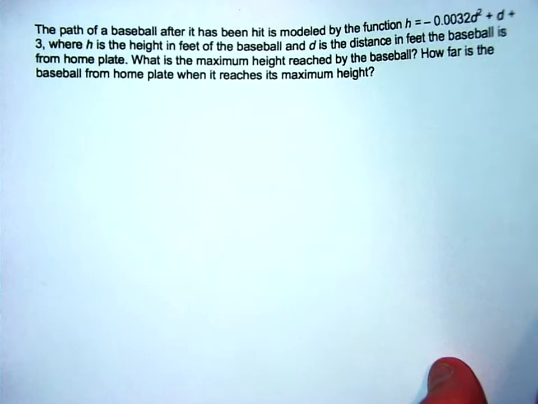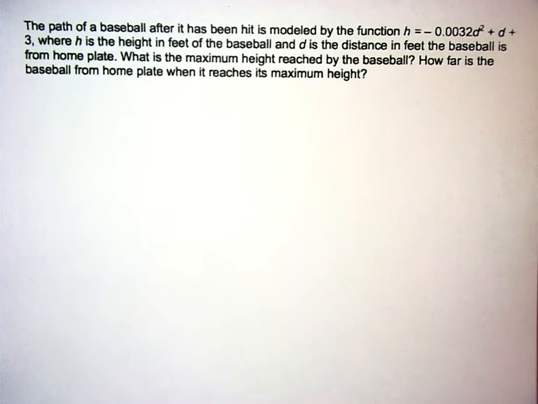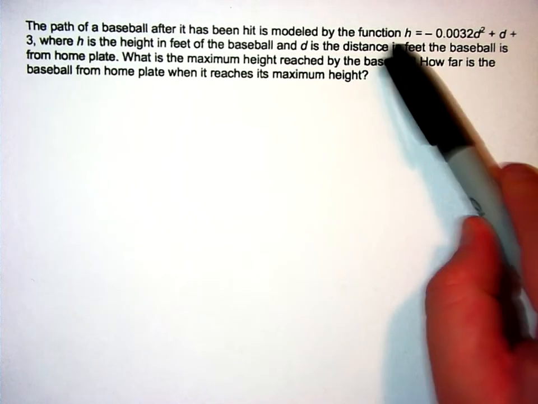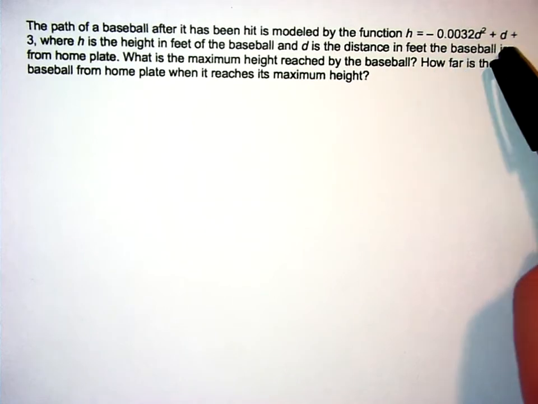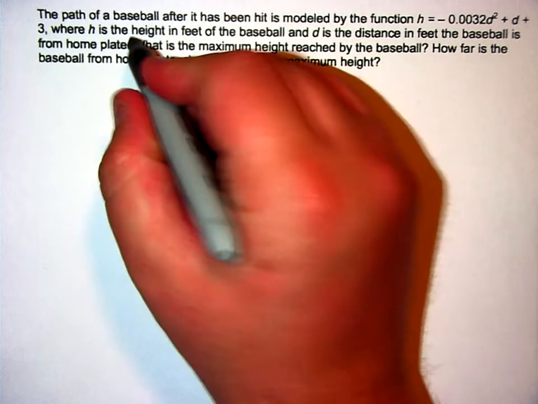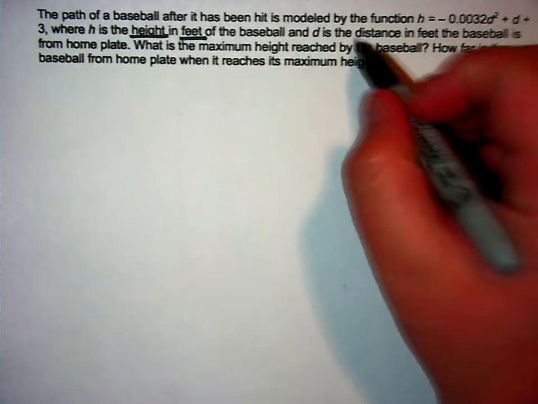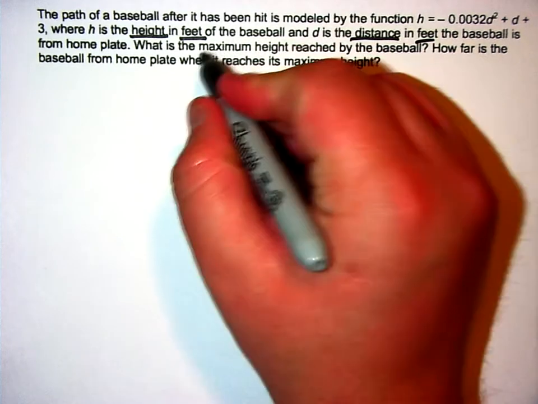Okay, but this is a great example of a key feature problem where it's going to ask you to interpret a key feature. And this one says, the path of a basketball after it has been hit is modeled by the function h equals negative 0.0032 d squared plus d plus 3, where h is the height in feet of the basketball, d is the distance in feet of the basketball from home plate.